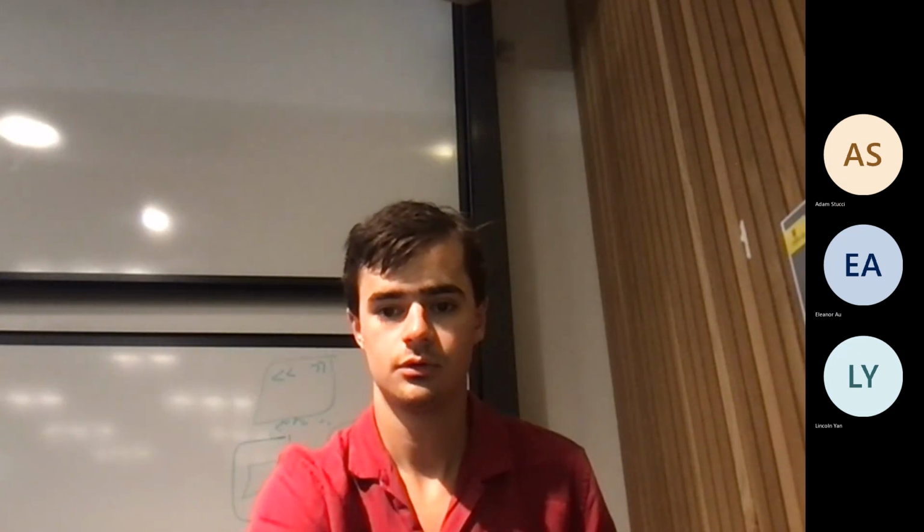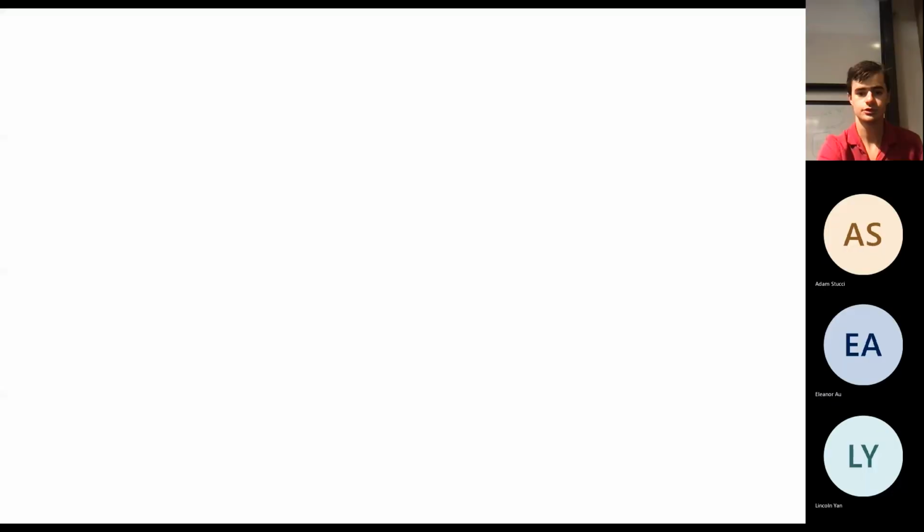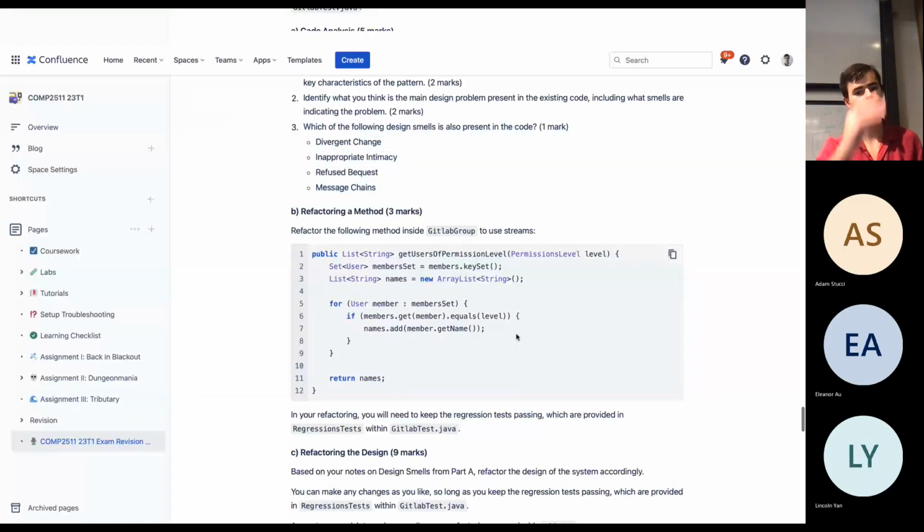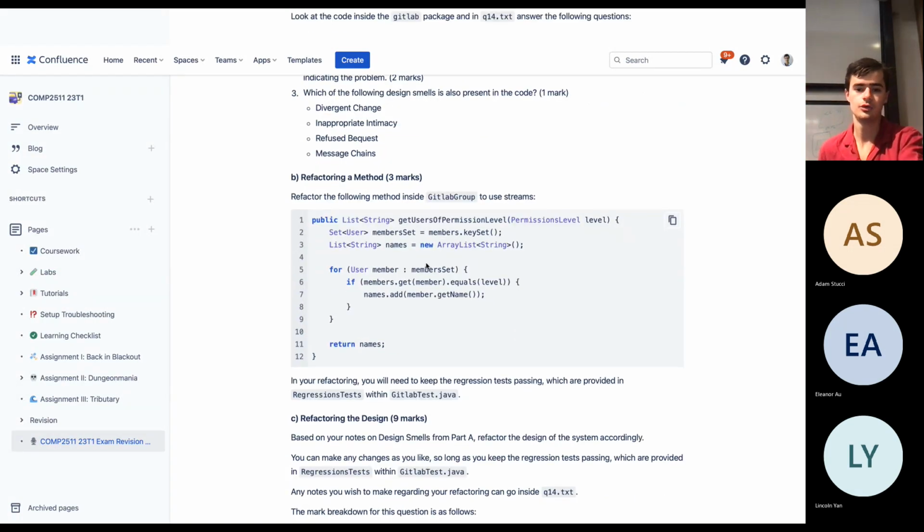Now, the refactoring a method, there'll be a question like this. This is basically just like, can you do streams? You'll get a method and it'll be something along the lines of this, where it's like, okay, here's some operations that get performed and you have to refactor it to use streams and you have to keep the regression test passing. So let's do that really quickly.